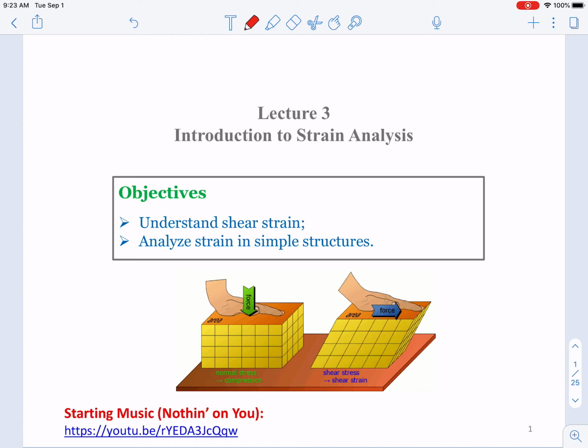Right, so today we will further understand the strain and the shear strain. We will give several examples to show how to calculate normal and shear strains. And we will analyze the strains in simple structures.